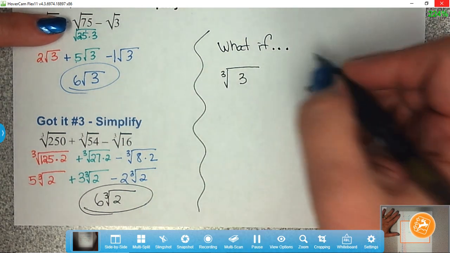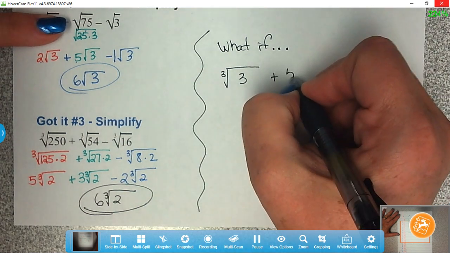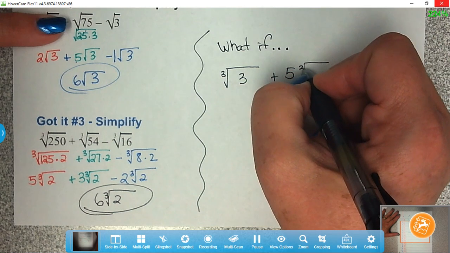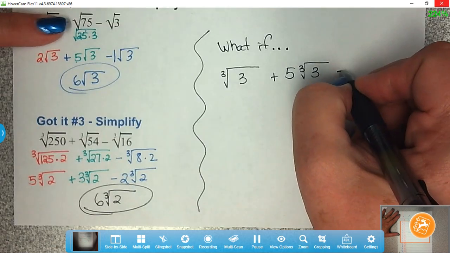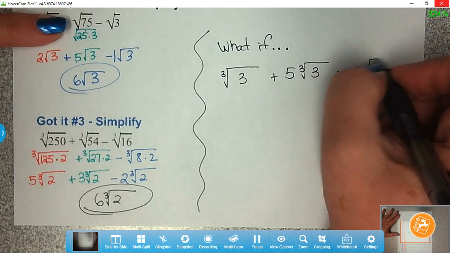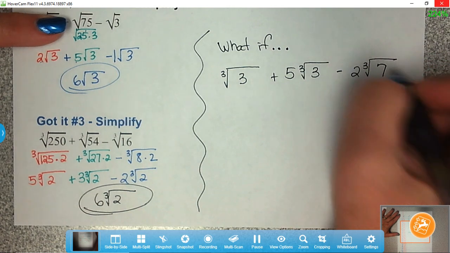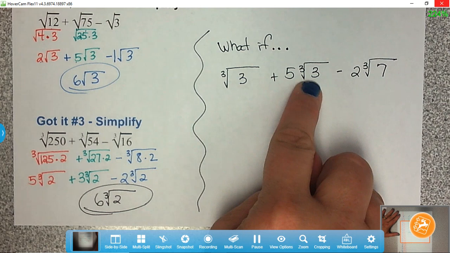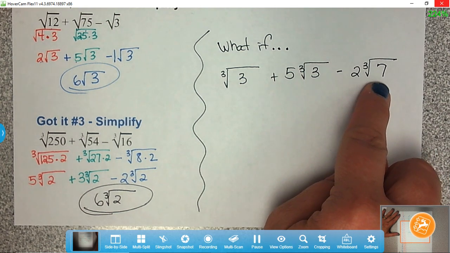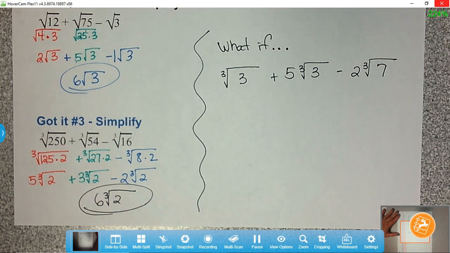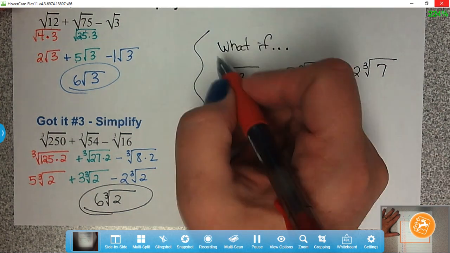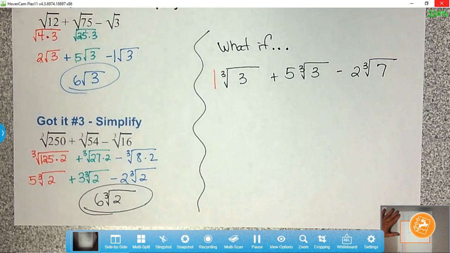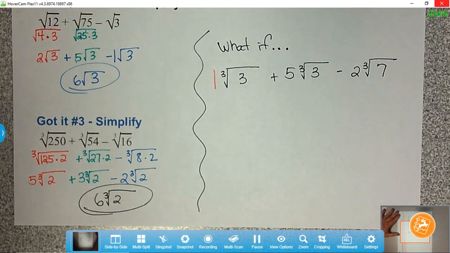I have the cube root of 3 plus 5 cube root of 3 minus 2 cube root of 7. Now, when I look at those, these both are cube roots of 3. This one, it's also a cube root, but it's of 7. So I need to combine whatever I can. I'm also going to go ahead and put my coefficient for this one so I don't forget about it.